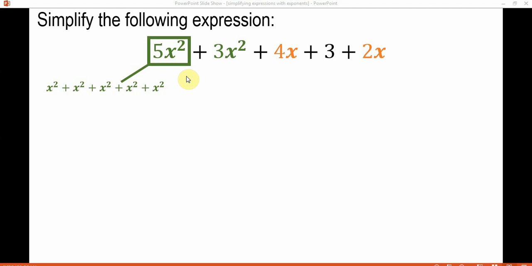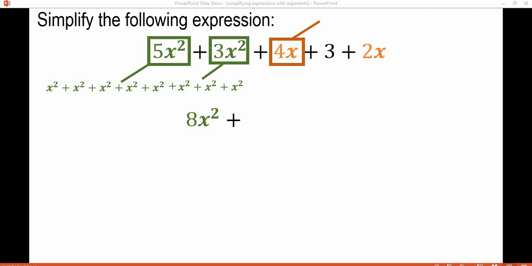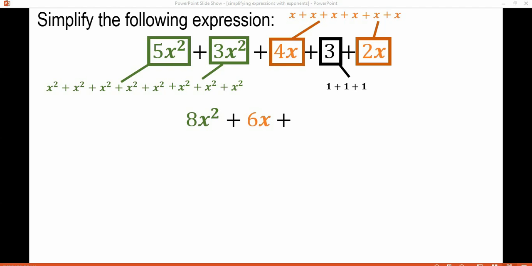But I don't want to do that because that's a lot of typing, and I know you don't want to do that. So you can just leave it like that. Plus 3x squared, which would be 3 sets of x squared added together. And in total here, I have 8 sets of x squared added together. I have 8x squared. 4x in expanded form is 4 x's added together. And I can add that with my 2 x's added together. And in total, that's 6 x's added together. And of course, 3 in expanded form is 1 plus 1 plus 1.